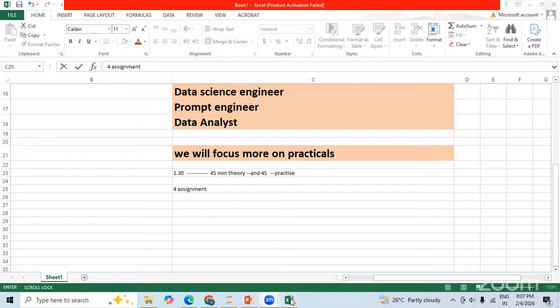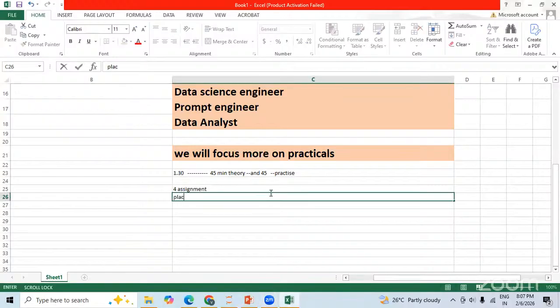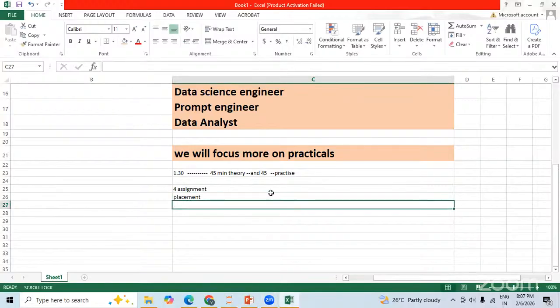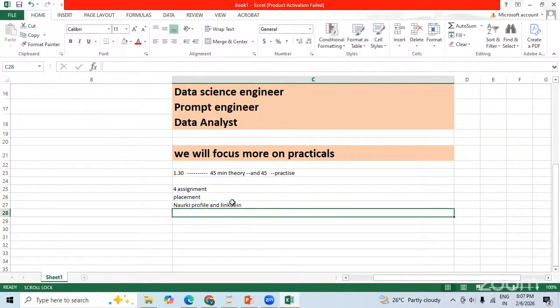Okay. After that, we will also support you for the placements. For the placements, we have our own placement team. They are going to help you with the placement. Also, we help you with getting the Naukri profile and LinkedIn profile. So we have an HR team. They will help you with how to develop the Naukri profile or LinkedIn profile.